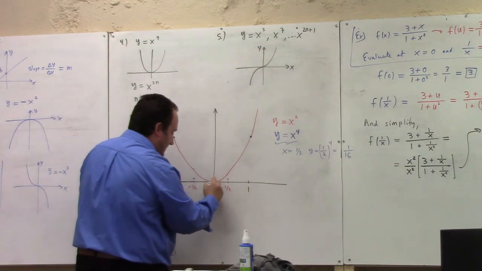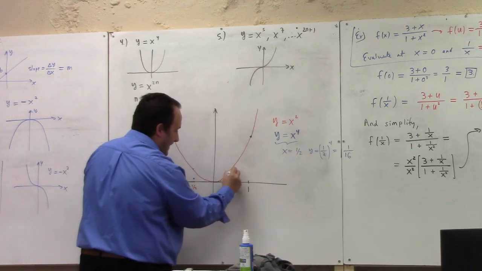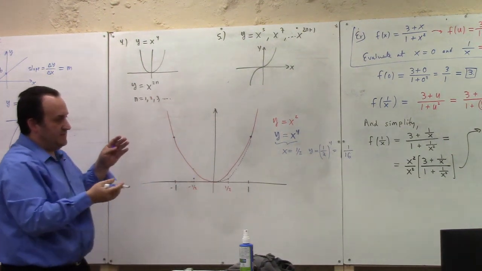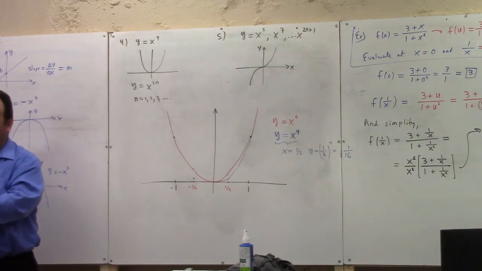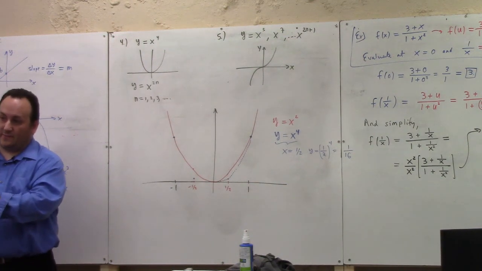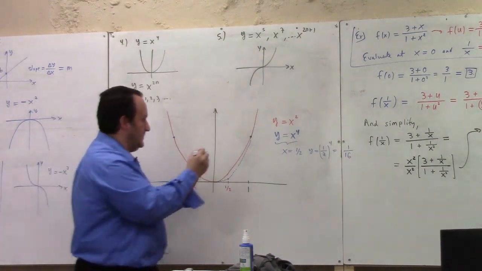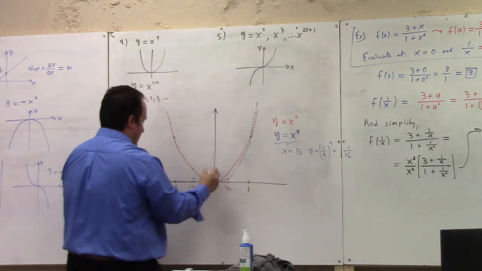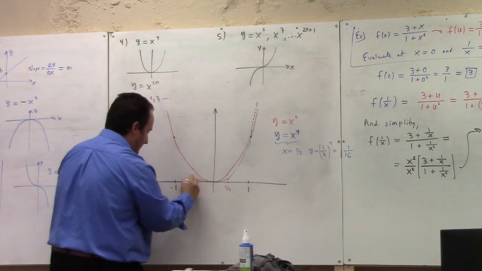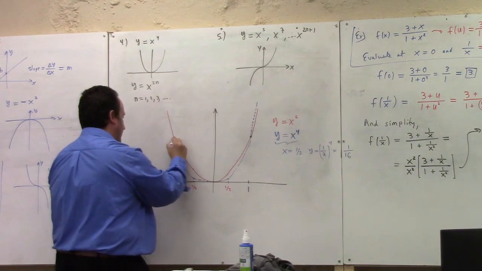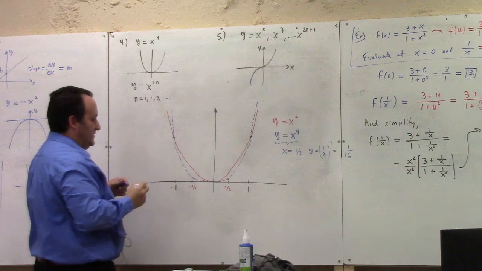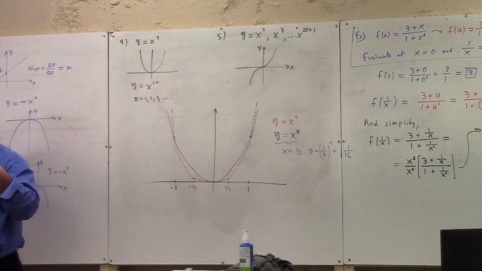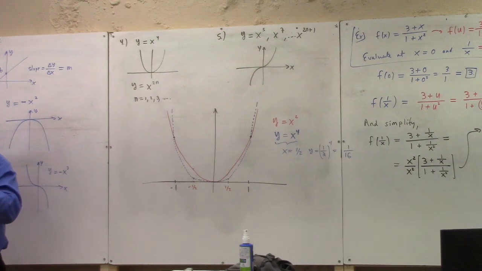And then what happens when you cross 1? When you cross 1, any number bigger than 1 raised to the 4th power is bigger than the same number raised to the 2nd power. So it goes above. And so it's something like that. And as you go to higher and higher even powers, it blows up more.